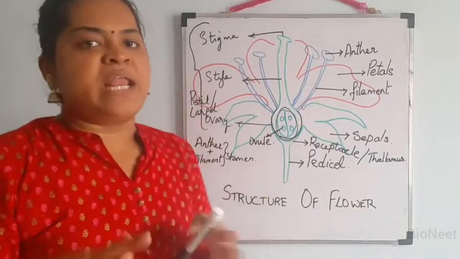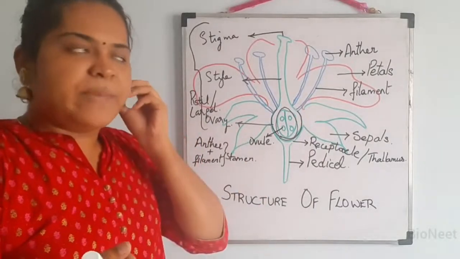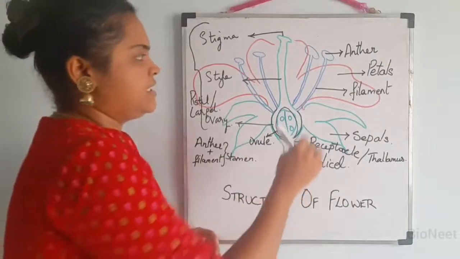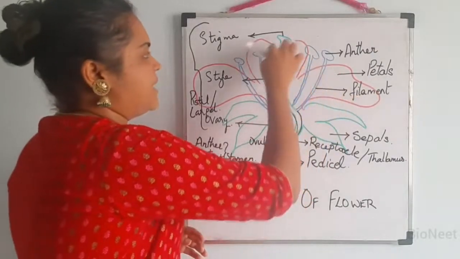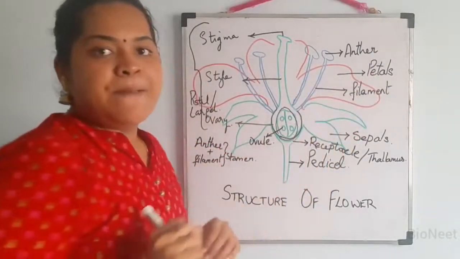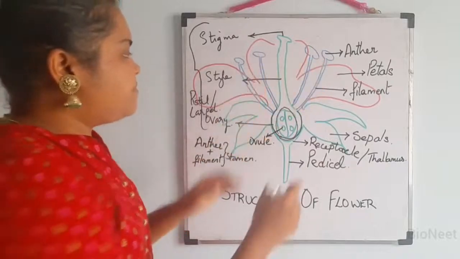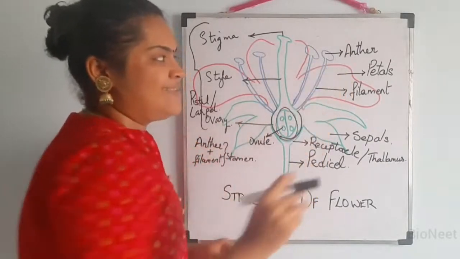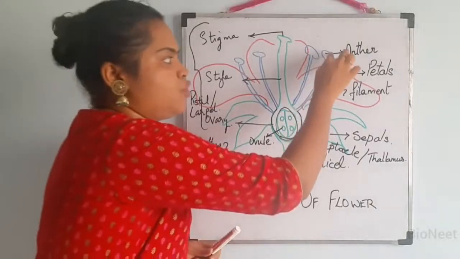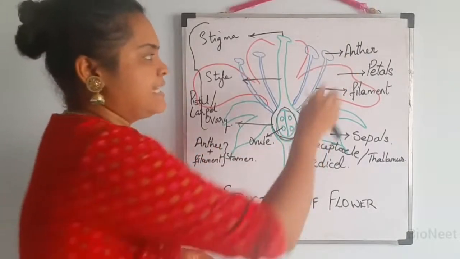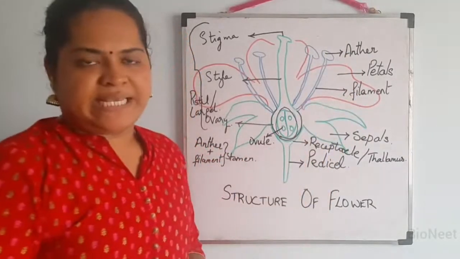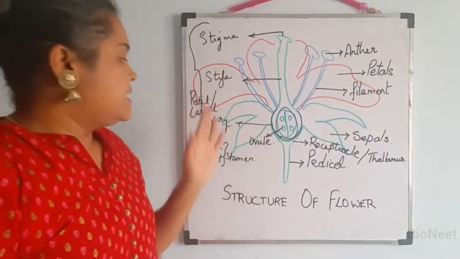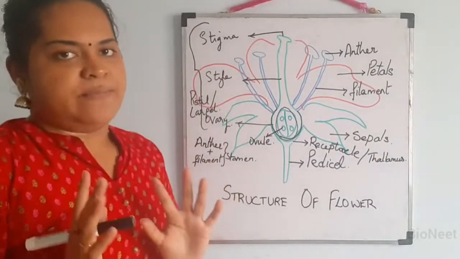Each flower has different colors. Based on the flower and the species, the petals differ in color. This colorful part is called the petals. Here you can see a long thread-like filament with a lobed structure just above it, which is the anther. The anther and filament form the male reproductive part, which we call the stamen.